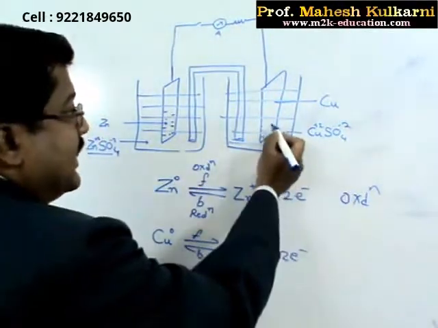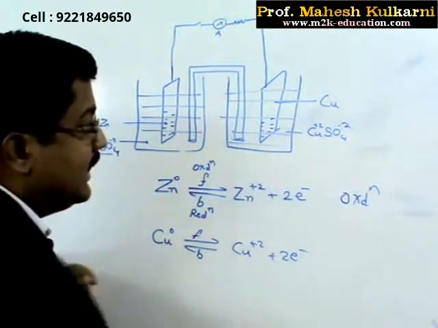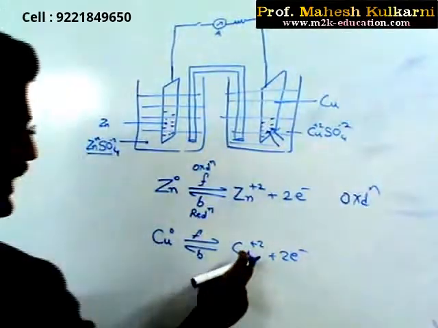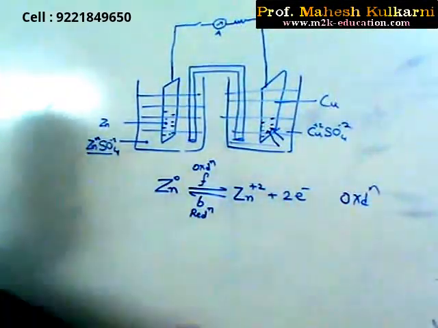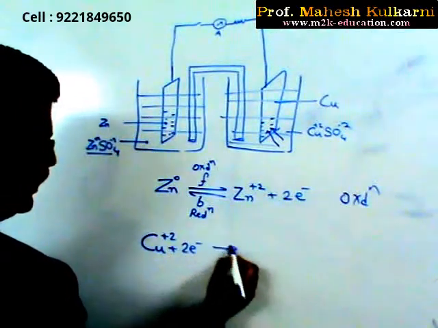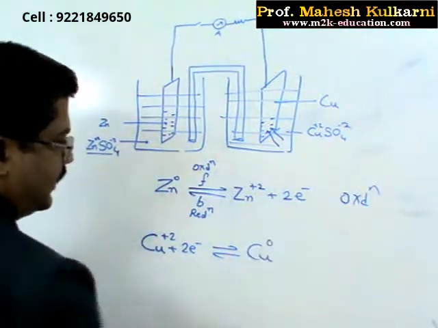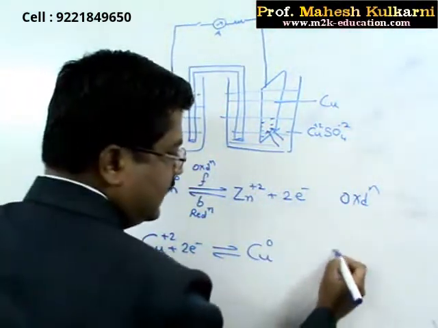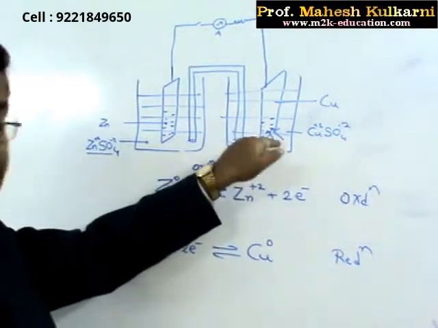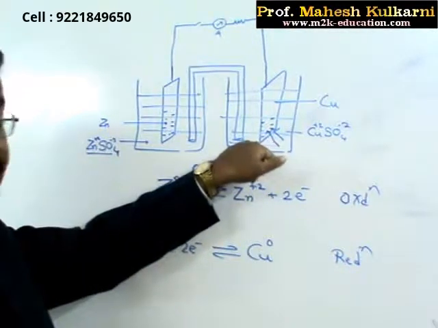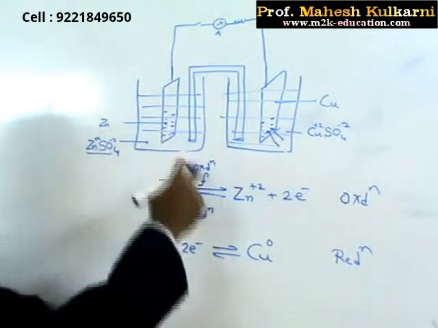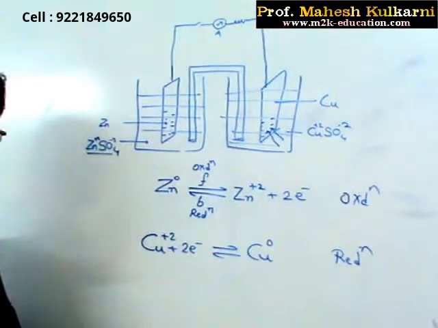As a result, there are more electrons on the copper plate. The result is that copper ions will try to deposit on the plate. That means this reaction is taking place in reverse, so I write it as Cu plus 2 plus 2 electrons giving Cu 0. That means copper is undergoing reduction. Copper ions will come to the plate and get deposited as copper metal, whereas zinc will give more electrons and enter the solution as Zn plus 2.